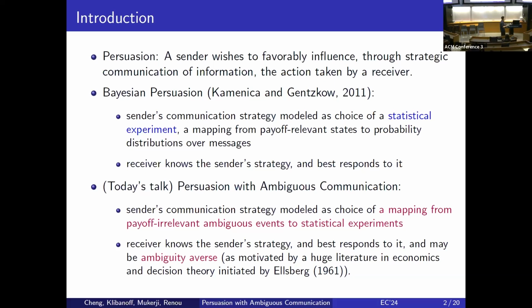At the same time, the receiver is going to be modeled as knowing the sender's strategy and best responding to it, but maybe ambiguity averse. So let me comment on why we focus on ambiguity aversion. First of all, this is in line with a huge literature in decision theory and economics that are motivated by the well-known Ellsberg paradox. And for those who may not be familiar with that, you can easily think of ambiguity aversion as a decision maker who is uncertain about the underlying probability law and may behave in a way that puts more weight on those outcomes associated with the worst outcome.